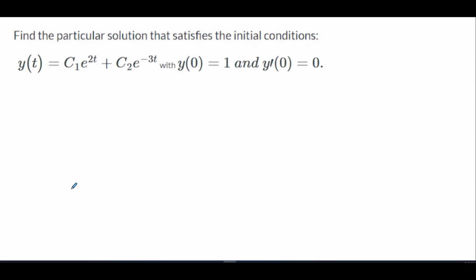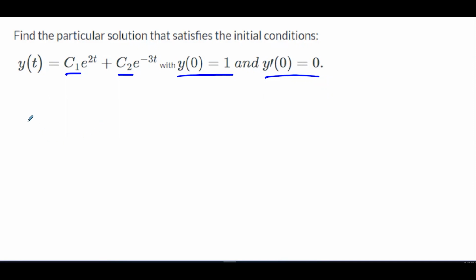So this question, we're given the solution to a differential equation, and it's a general solution. We have these two unknown constants, C1 and C2, and we have two initial values. We know that y of 0 equals 1 and y prime of 0 equals 0. And we're looking for the particular solution that satisfies the initial conditions.